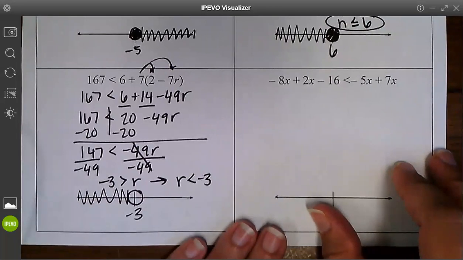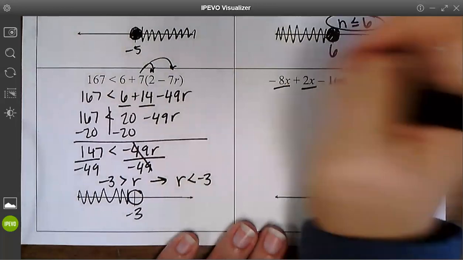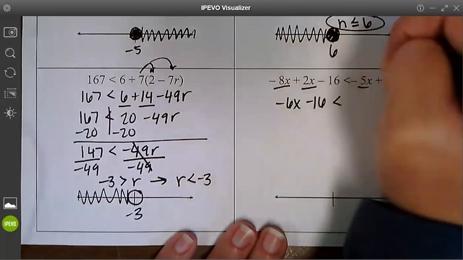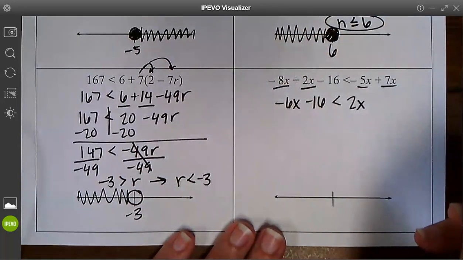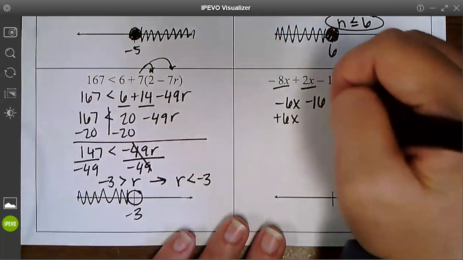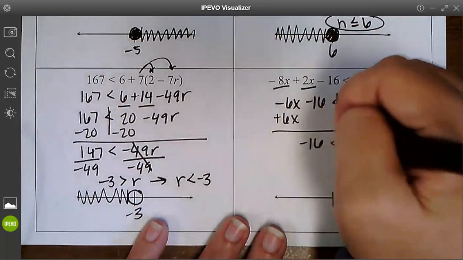The next one, negative 8x plus 2x minus 16 is less than negative 5x plus 7x. Combine all like terms. Negative 6x minus 16 is less than, combine those like terms, 2x. Get my variables together, plus 6x on both sides. Negative 16 is less than 8x.